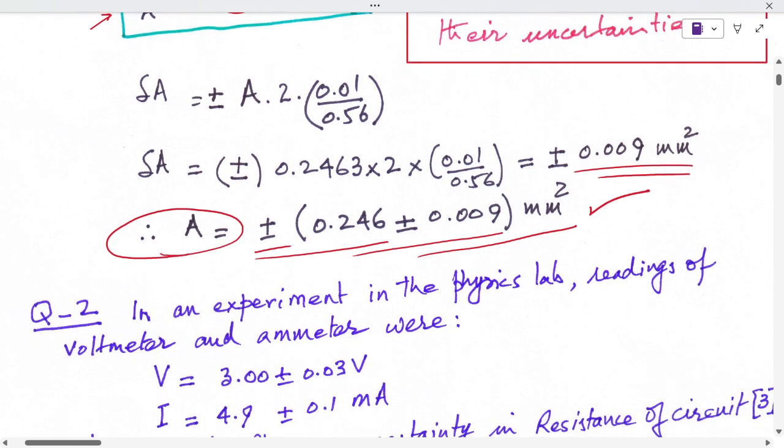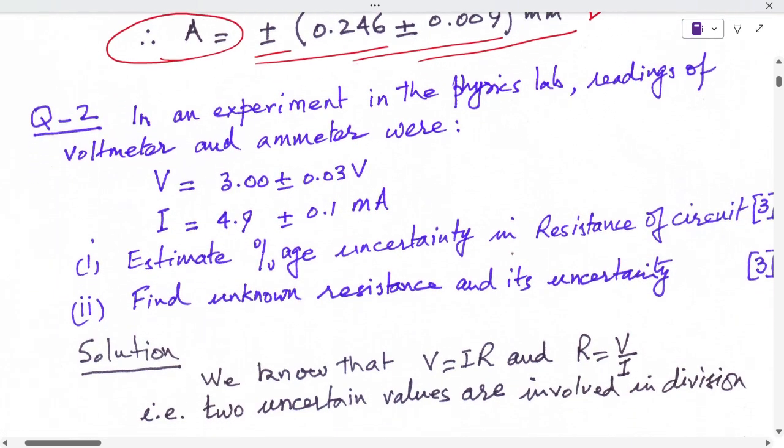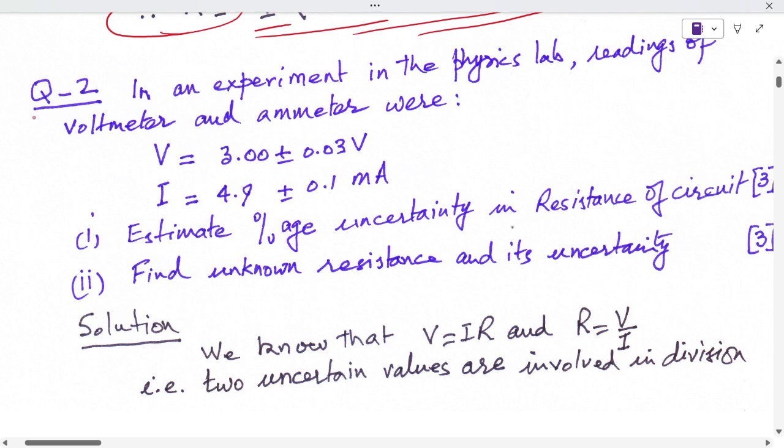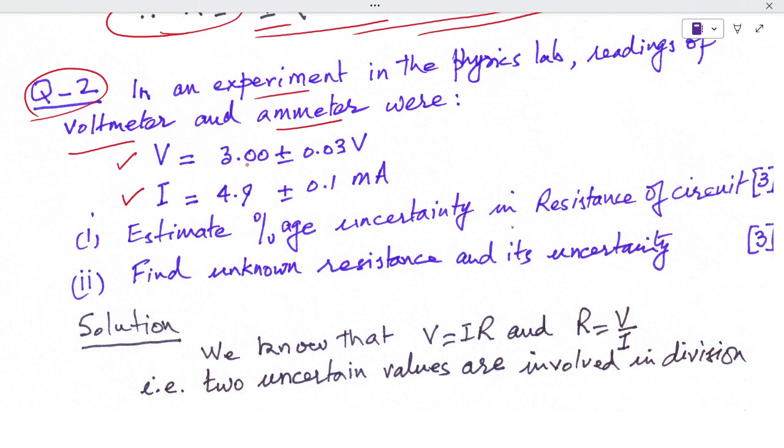Going on to question number 2, an experiment has been described in the lab, where a voltmeter and an ammeter were used to find the resistance of some circuit, and the voltmeter and ammeter readings are shown to you. The voltmeter reads 3.00 plus minus 0.03 volts, and the ammeter reads 4.9 plus minus 0.1 milliamperes.